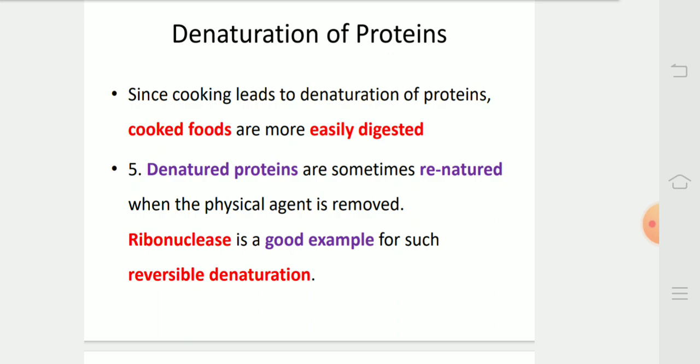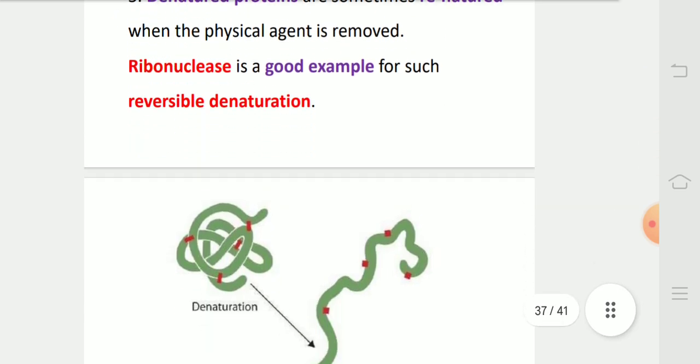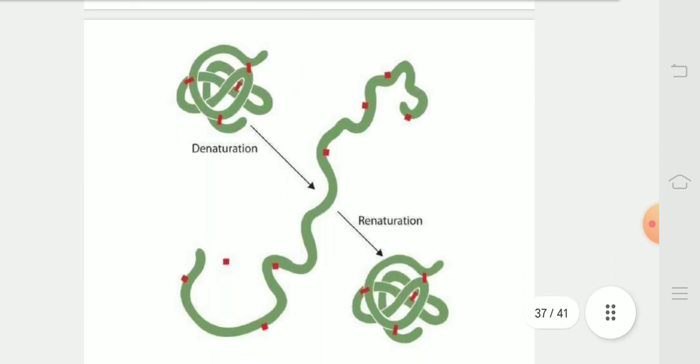Denatured proteins are sometimes renatured when the physical agent is removed. Ribonuclease is a good example of such reversible denaturation. In this diagram, we can see denaturation and renaturation of proteins.